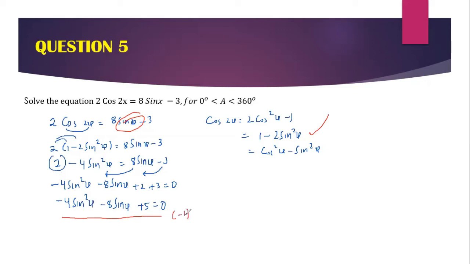Times by minus 1. Okay. So we found 4 sine square x plus 8 sine x minus 5 equals 0, right? Yes, sir. So what's next? Simplify, factorize. 4 sine square x plus 8 sine x minus 5 equals 0. So how to factorize this one?